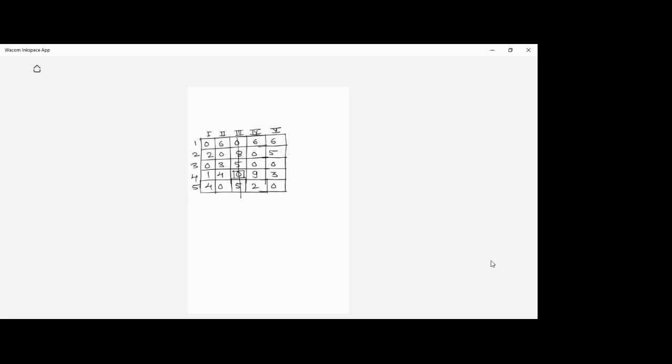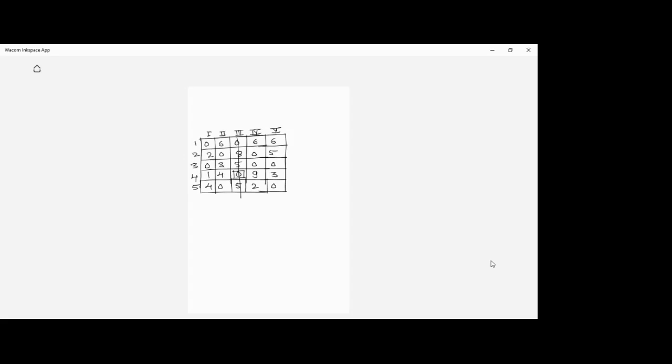So first column consists of 2 zeros. So again, not possible. Second column consists of 2 zeros. Not possible. Third column is already cancelled. Fourth column consists of 2 zeros, not possible. And fifth column consists of 2 zeros. And again, here column scanning is not possible.